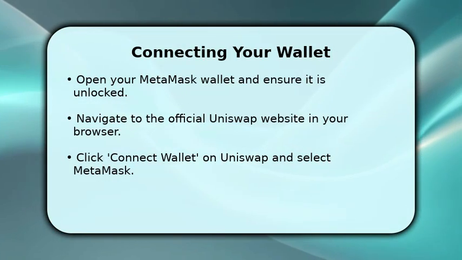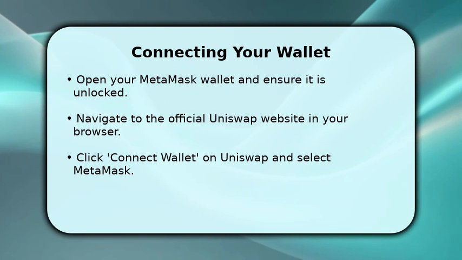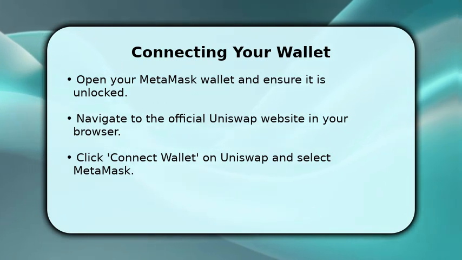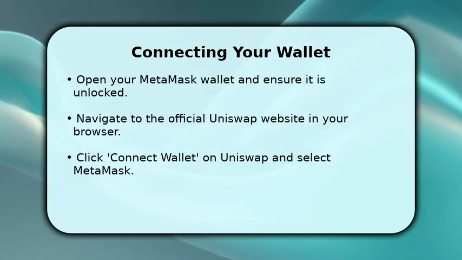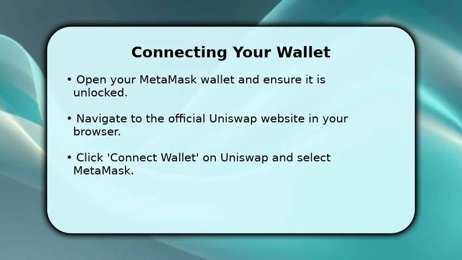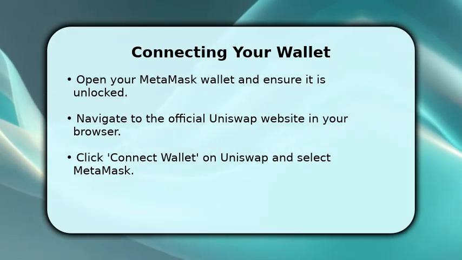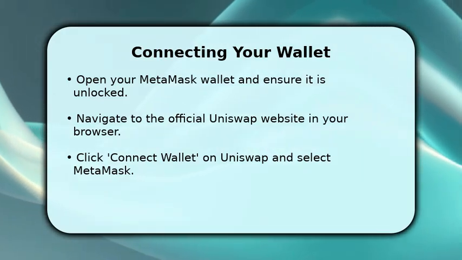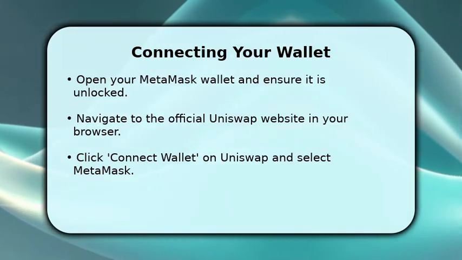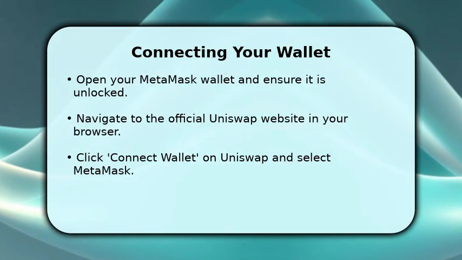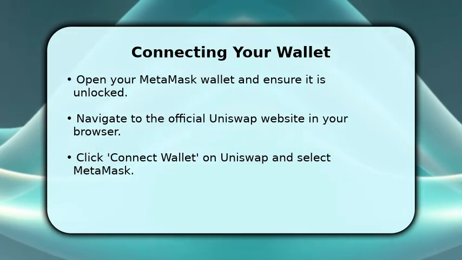Now let's get your wallet connected. Start by opening your MetaMask extension or mobile app and make sure you are logged in. Next, open your web browser and go to the official Uniswap website. Look for the Launch App button, then click Connect Wallet in the top right corner. A list of wallet options will appear. Simply choose MetaMask to link your wallet.